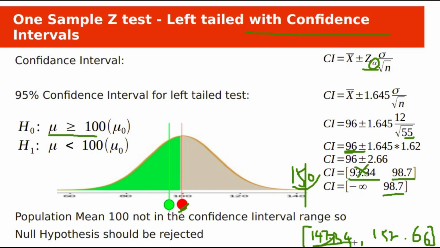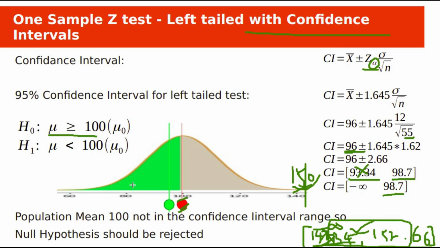If it is two-tailed, then you have to consider this upper bound and lower bound. But here, this 150 is a valid score. So if you remove this lower bound and replace it with minus infinity, then your mu naught 100 will be within this confidence interval range. So it will be treated as a valid score.